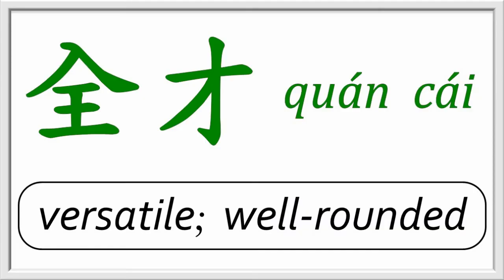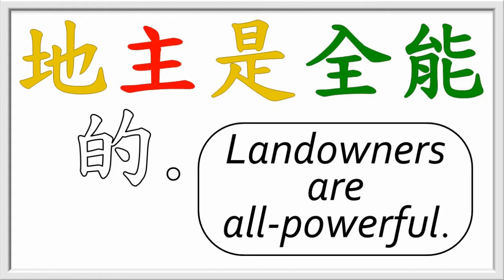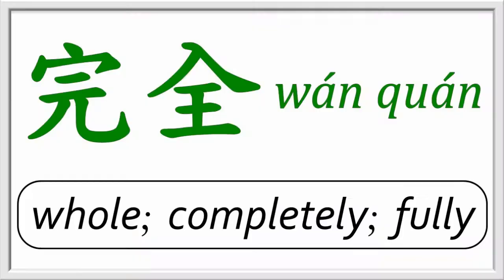A person who is 全才 is well-rounded and versatile, originally referring to a scholar who was also a capable warrior, both good with words and a sword. Nowadays, the warrior part can be ignored as long as he or she possesses other talents. 全能 is another phrase meaning all-powerful, whether referring to gods or mortals. 地主是全能的. Landowners are all-powerful. When combined with 完 from lesson 13, we can create the expression completely, fully, entirely. 完全. Here are 3 example sentences.